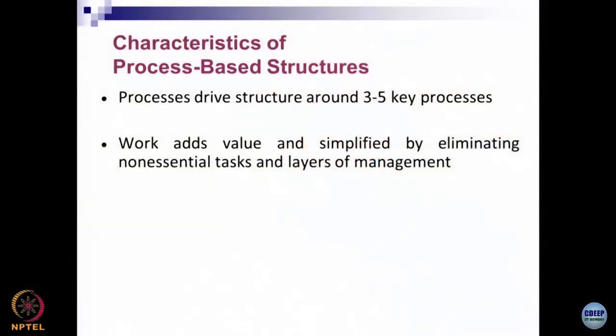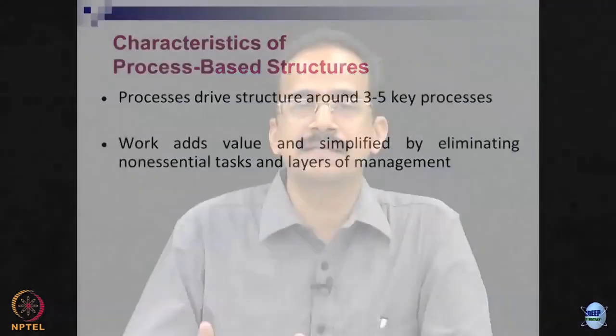After identifying the key processes, we have to identify what are the value adding things which can be incorporated in the process, how the process can be simplified by eliminating the non-essential tasks and layers of the management. So, in the process based structure, we look at what are the core value adding work we are performing, and second, how to eliminate the non-essential tasks.